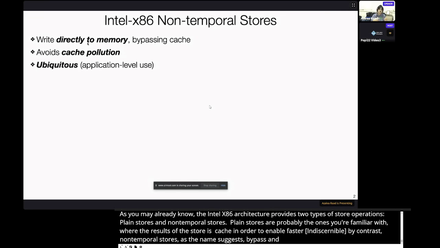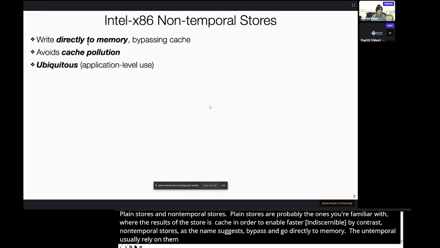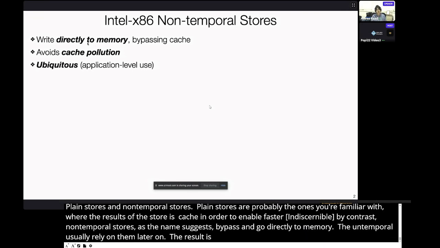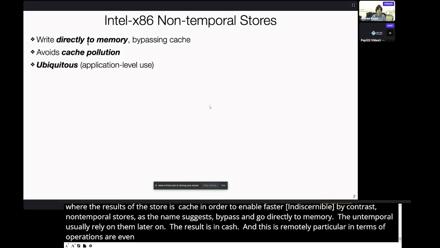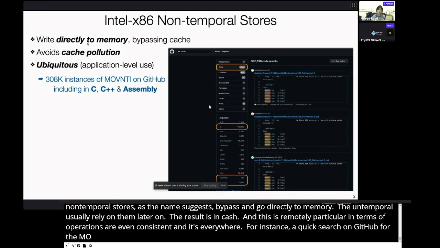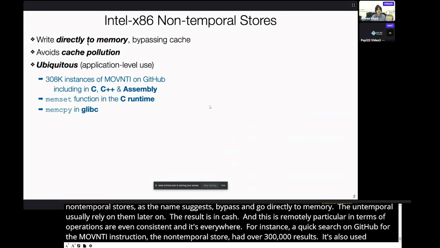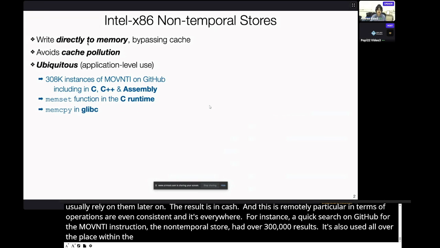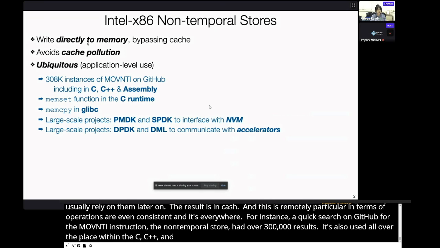They're non-temporal, as in you shouldn't rely on them later on. The result may not be valid. As a result, they're not cached. And this is particularly useful for avoiding cache collision, and it turns out these operations are ubiquitous. They're used everywhere within application-level code. For instance, a quick search on GitHub for the movnti instruction, which is an Intel-x86 non-temporal store, returned over 300,000 results. It's also used all over the place within the C runtime as part of memcpy, for instance, as well as other large-scale projects such as PMDK, SPDK, DML, and so on.